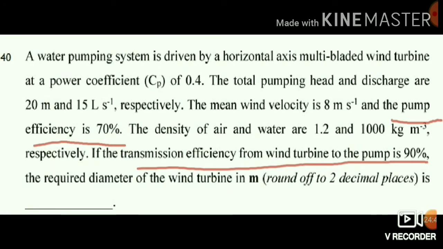The question is very easy if you understand it, but if you don't understand it, then it will be so lengthy. Friends, read this question very carefully. Here it is given that the power coefficient Cp value is 0.4, total pumping head is 20 meter, the discharge is 15 liters per second, the wind mean velocity is 8 meter per second, pump efficiency is 70%, density of air and water is 1.2 and 1000 kg per meter cube, and transmission efficiency of wind turbine is 90%.